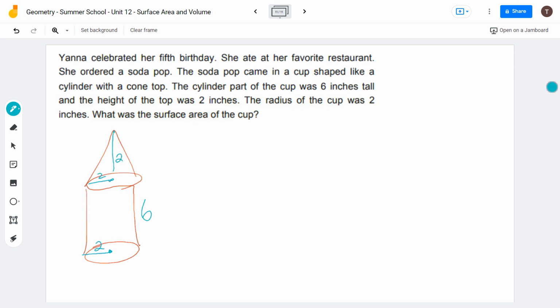Okay, so my cylinder would be 2 times pi times 2 squared plus 2 times pi times 2 times 6. My cone formula is 1/3. Oh, nope. My cone formula for surface area is much trickier than that, isn't it? So it's pi times the radius squared plus pi times the radius times the square root of the radius squared plus the height squared. The height and the radius were both 2.